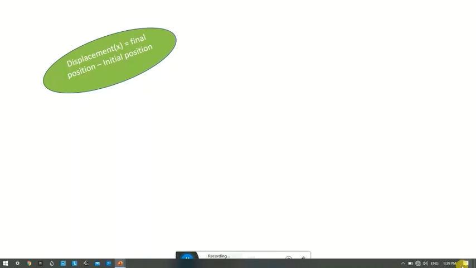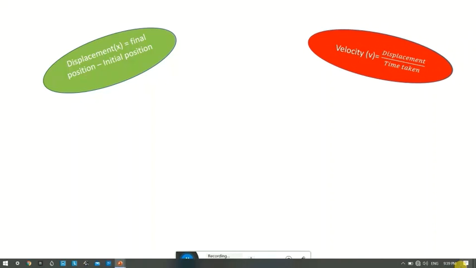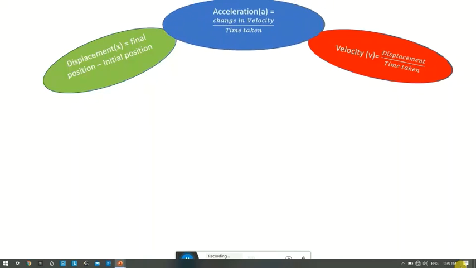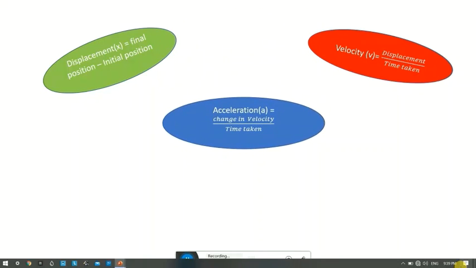If x2 is the final position and x1 is the initial position, then displacement x is equal to x2 minus x1. Then velocity, which is equal to displacement by time taken, or it is the rate of change of displacement. Acceleration, it is the change in velocity by time taken, or it is rate of change of velocity.